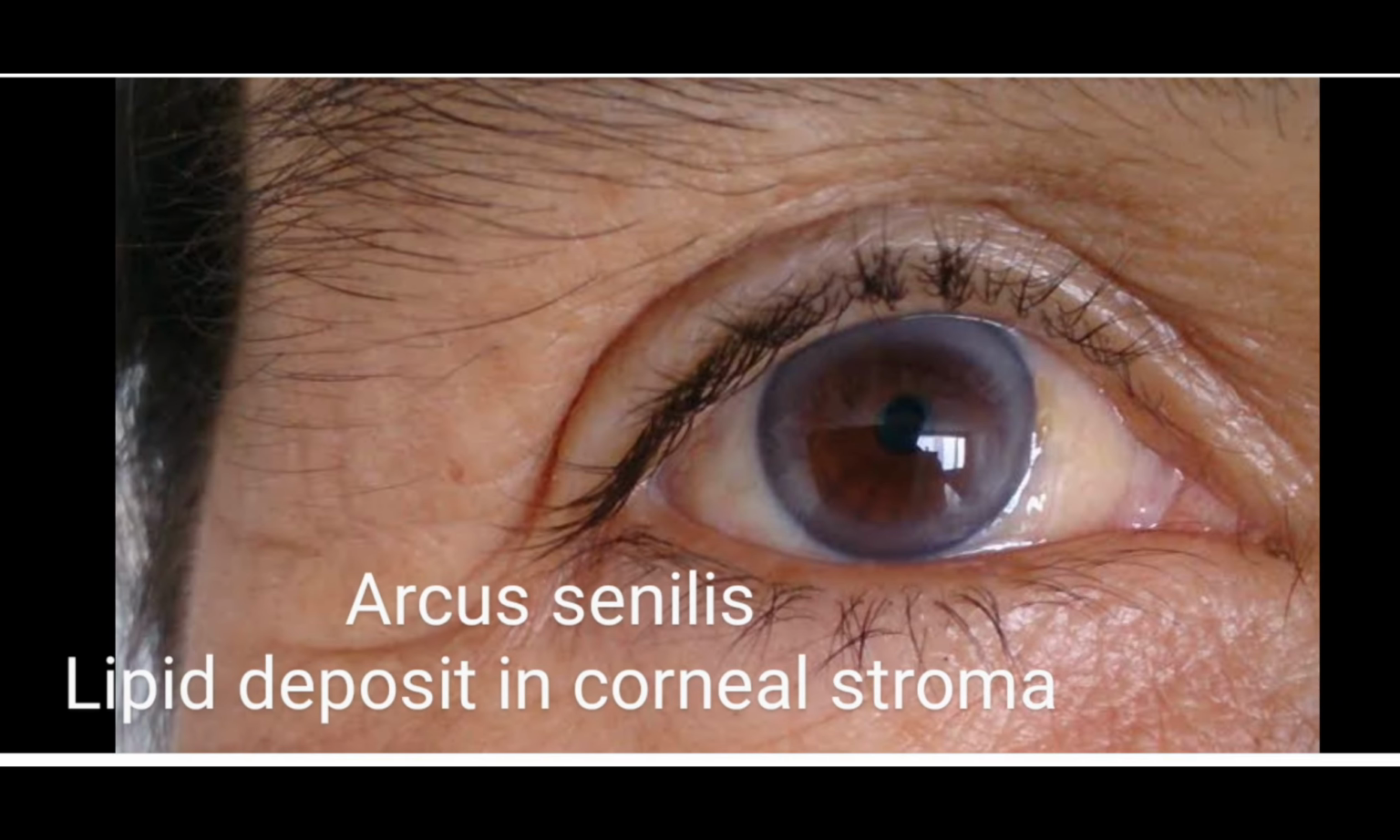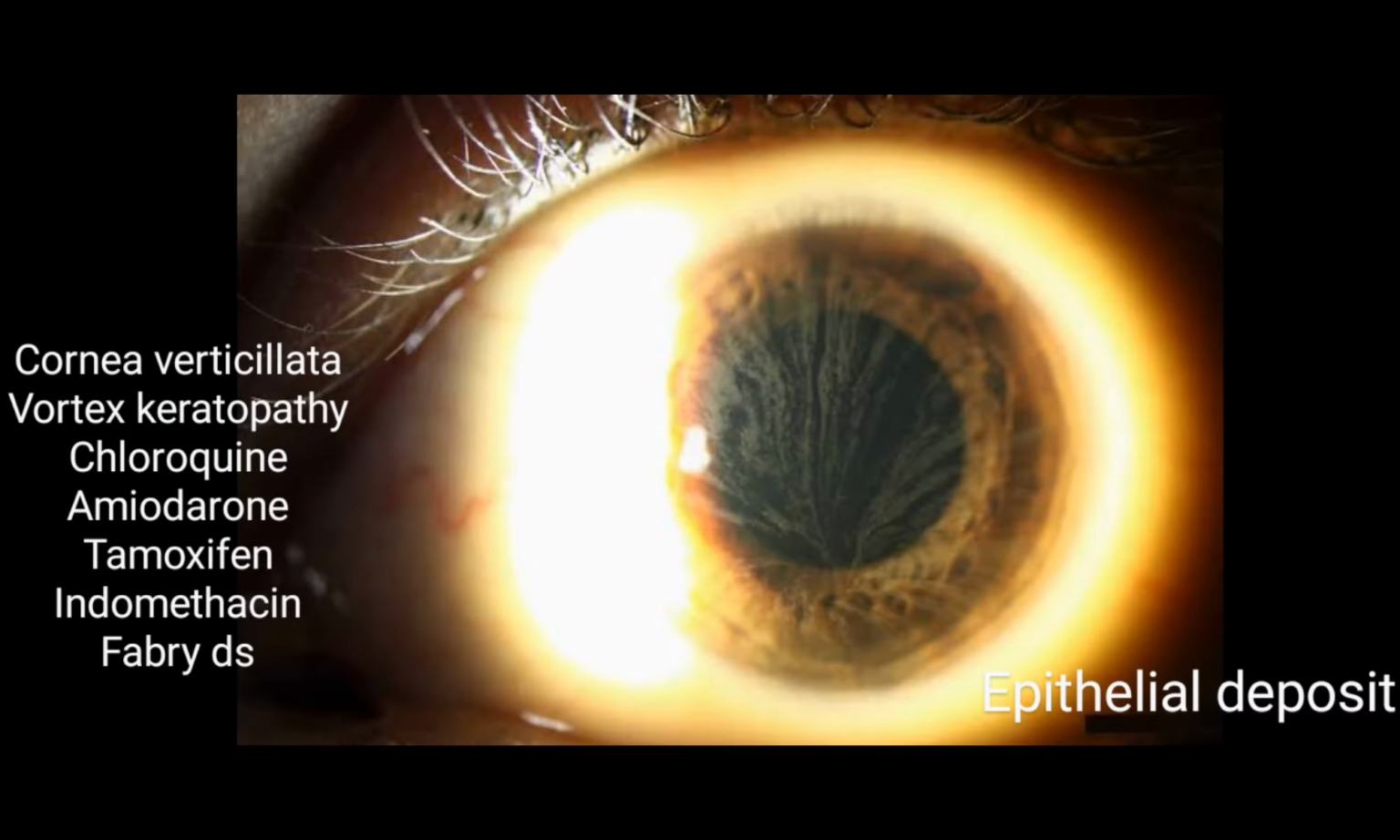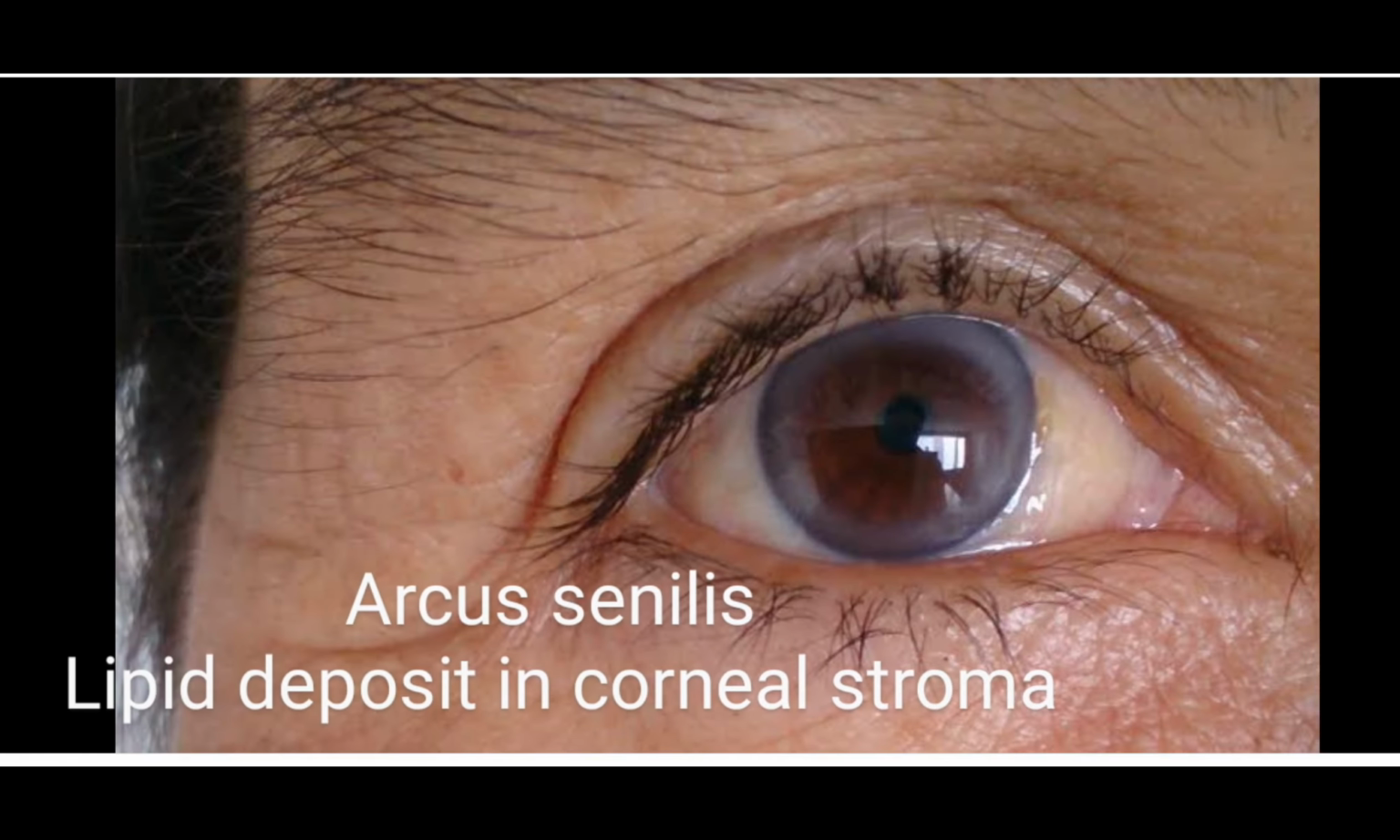Then this is the image of arcus senilis. Arcus senilis, what is it? It is a round, peripheral deposition in the cornea. It is in the corneal stroma. The previous ones were in the epithelium, the outermost layer. Then after the epithelium we have the stroma. In the stroma there will be lipid deposits, and it is known as arcus senilis.